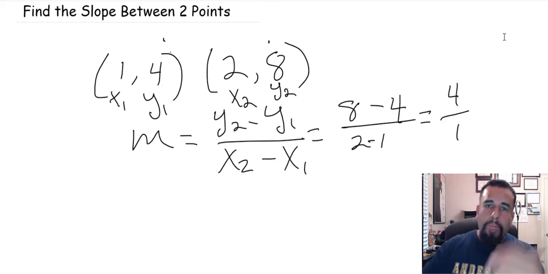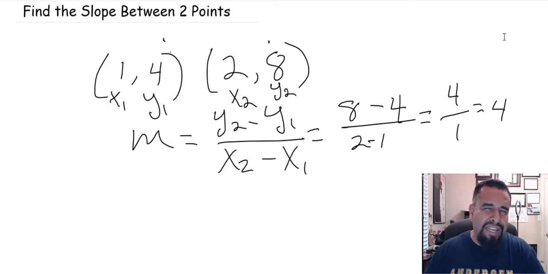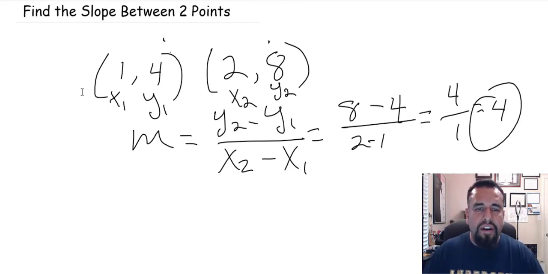4 over 1, depending on your teacher. Like I said, this is the slope. You can leave it as 4 over 1. I'm fine if my students leave it this way. If they just want to write 4, I'm fine with that too, right? Because this is the beginning stages of how to find the slope. So there you go, ladies and gentlemen. You just found the slope of this particular line that goes through the points 1, 4 and 2, 8. Those are 2 ordered points. There's a line going through it, and this is its slope.